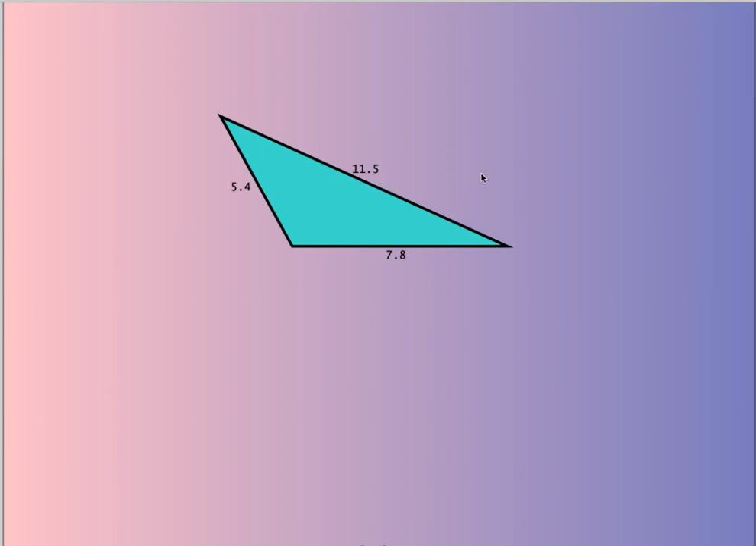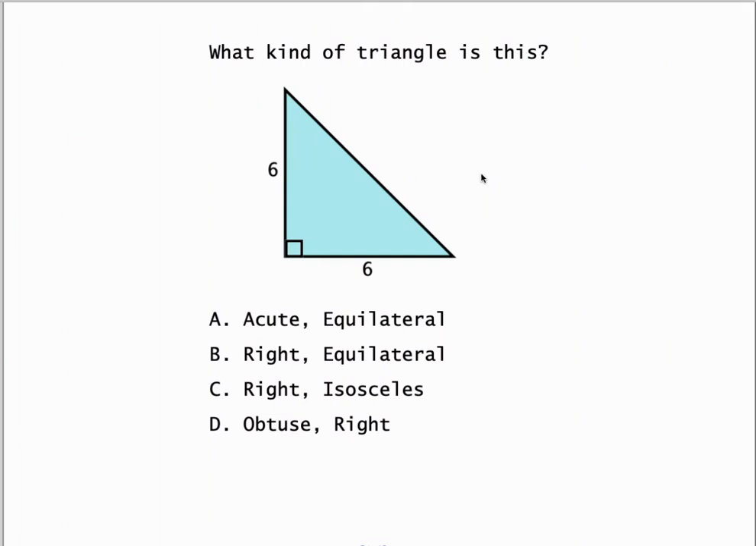Let's try again. What kind of triangle is this? Look at your angles. Do you have a right angle? Do you have an obtuse angle? Or are they all acute? Now think about the sides. Are they all the same? Are 2 the same? Or are they all different? So is it A, acute, equilateral? Is it B, right, equilateral? Is it C, right, isosceles? Or is it D, obtuse, right?